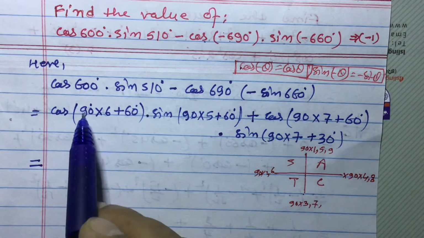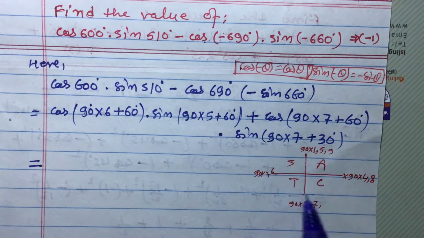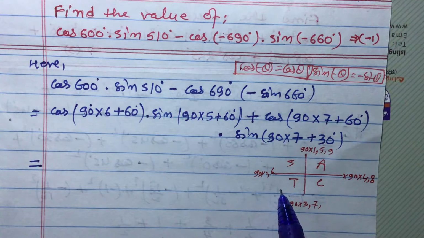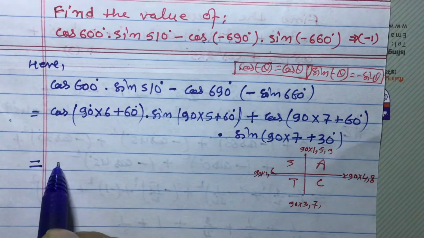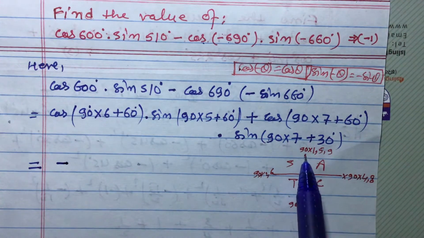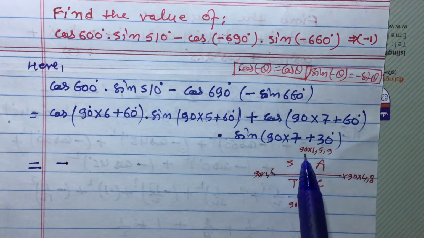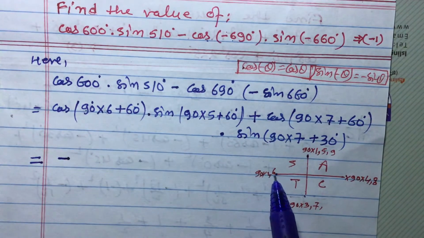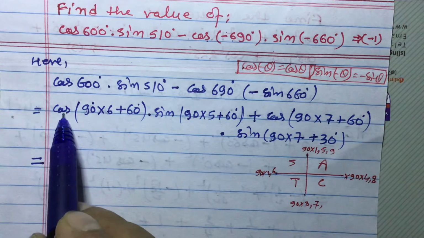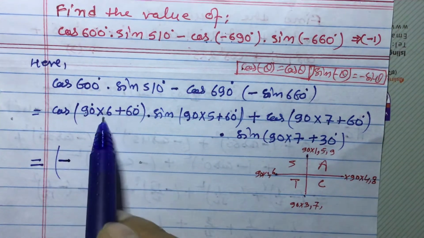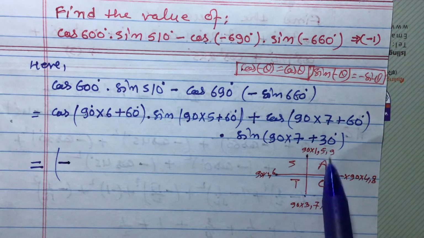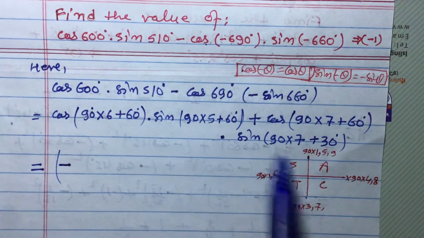Now look at here, 90 times 6 plus 60. So 90 times 1, 2, 3, 4, 5, 6. 90 times 6 is here. Now plus 60 means it is in the third quadrant. In the third quadrant, tan and cot are positive, so cos will be negative, so we will put minus. Look at it properly. So 90 times 6 plus 60 will be here in the third quadrant. In the third quadrant, tan is positive, but ours is cos, so cos will be negative here, minus. Understood? Now, since it is 6, an even number, the ratio will not change. Always for odd numbers, 1, 3, 5, 7, 9, 11, it lies on the y-axis, and the ratio will change in that.